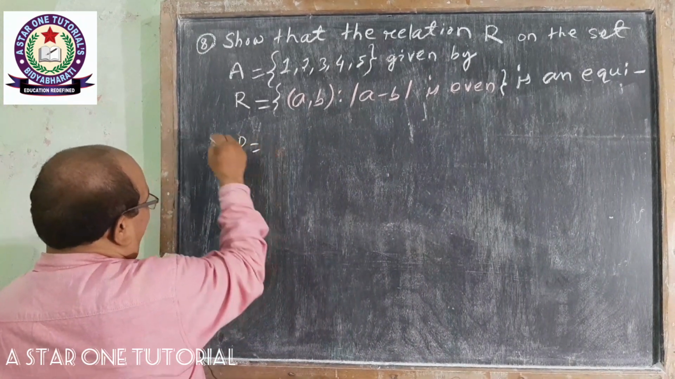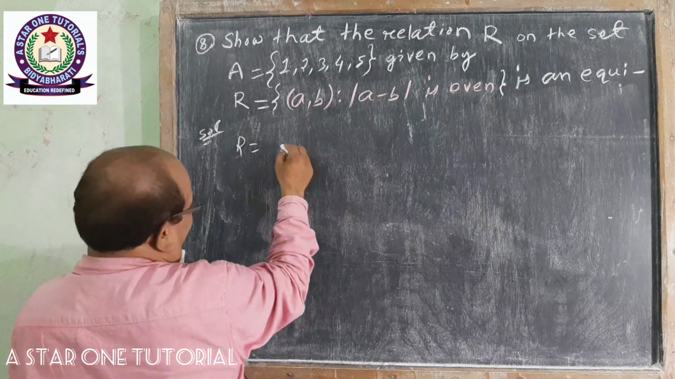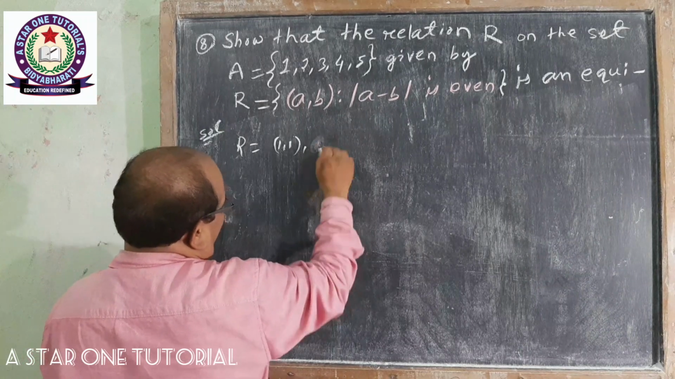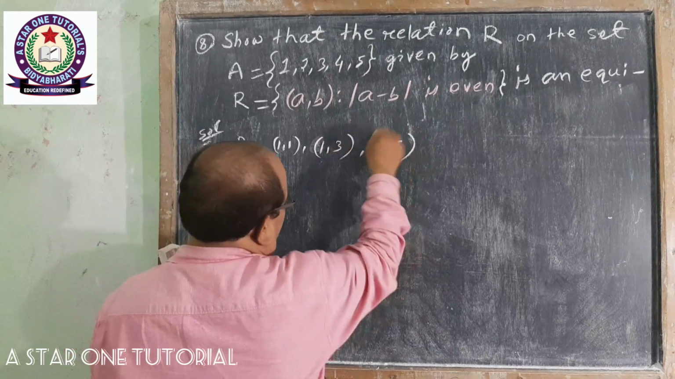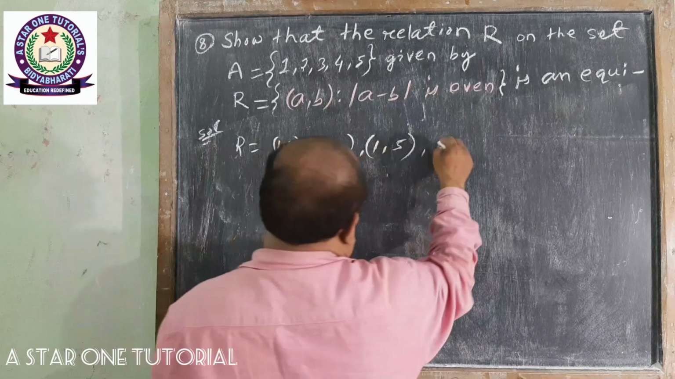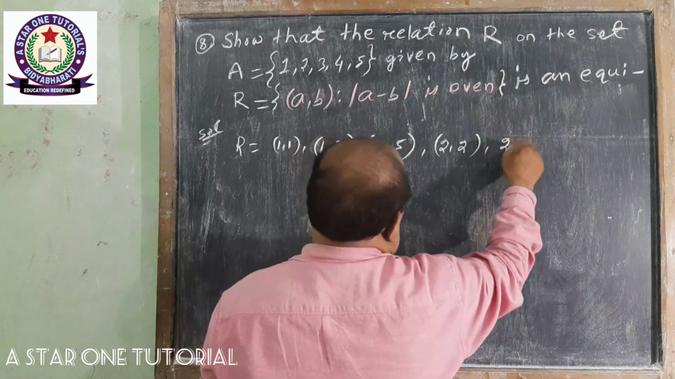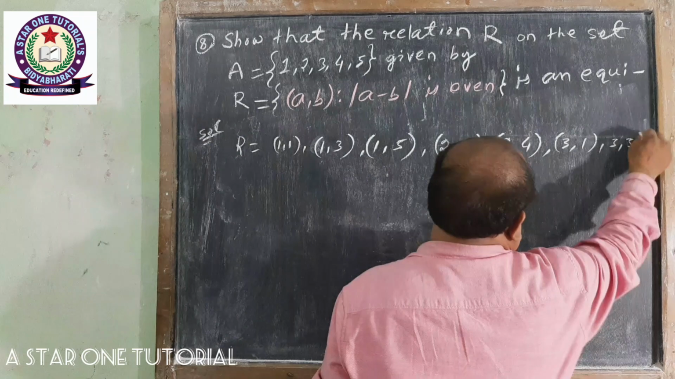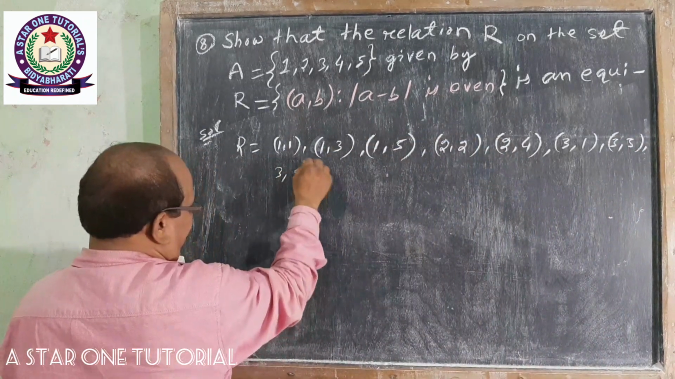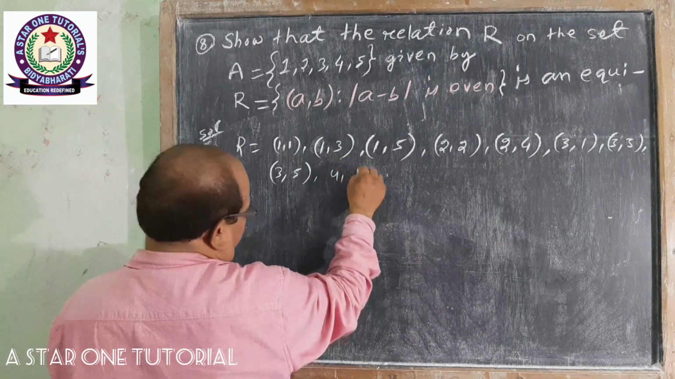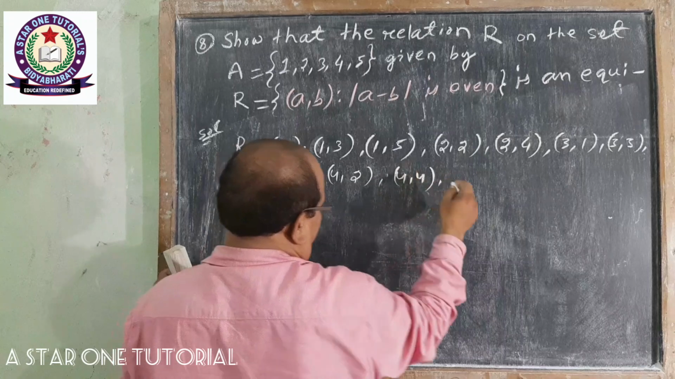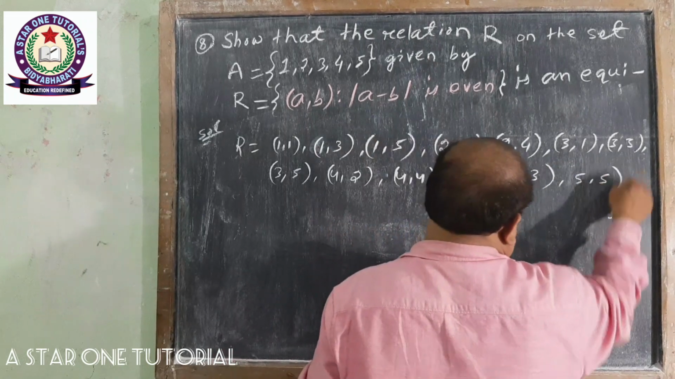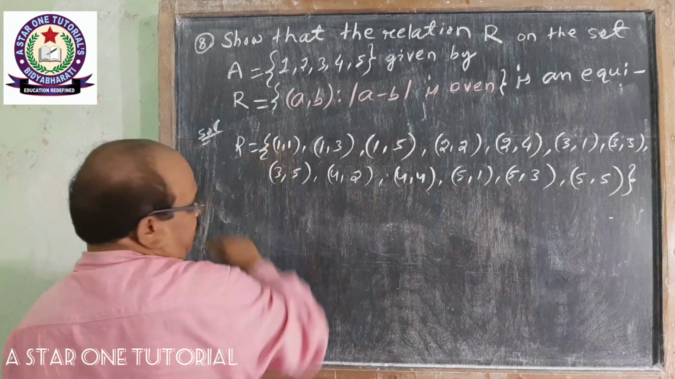Here R is equal to (1, 1), then (1, 3), (1, 5), (2, 2), (2, 4), (3, 1), (3, 3), (3, 5), then (4, 2), (4, 4), (5, 1), (5, 3) and (5, 5). This is the required relation.